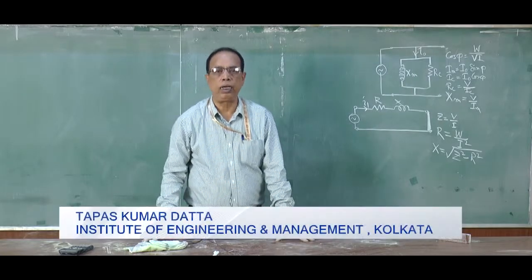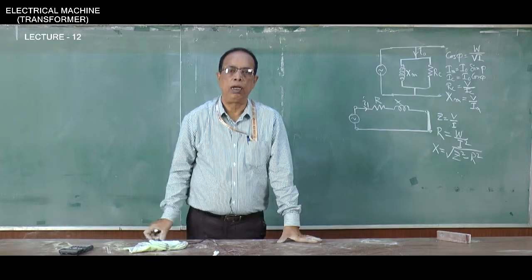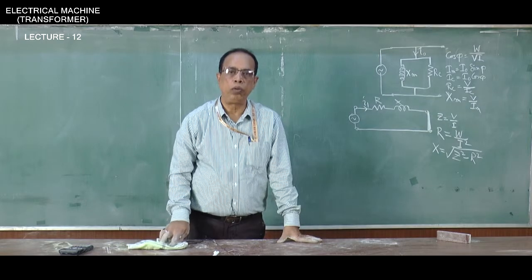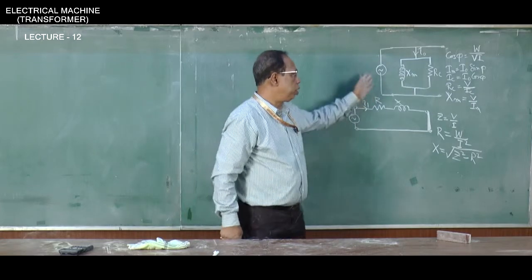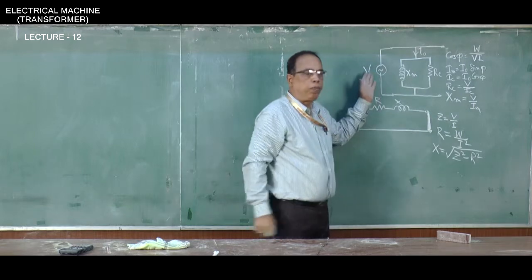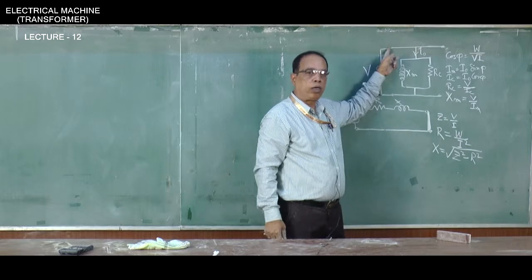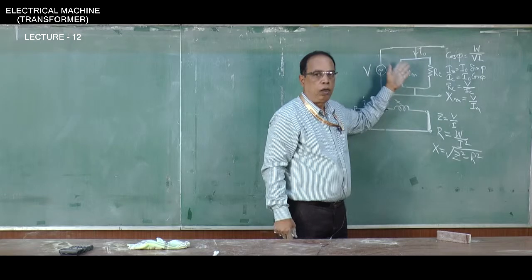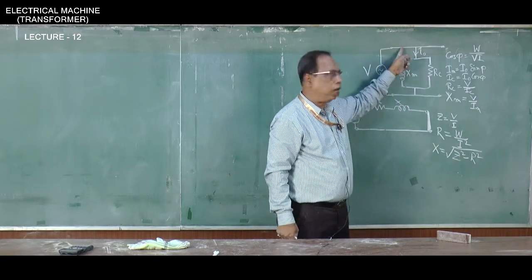So, in the last lecture, we discussed how to measure the equivalent circuit parameters of a transformer by doing open circuit test and short circuit test. In open circuit test, we apply the rated voltage in the primary, secondary is kept open. We measure the power consumed by the magnetizing coil, that means transformer coil, and voltage and current.